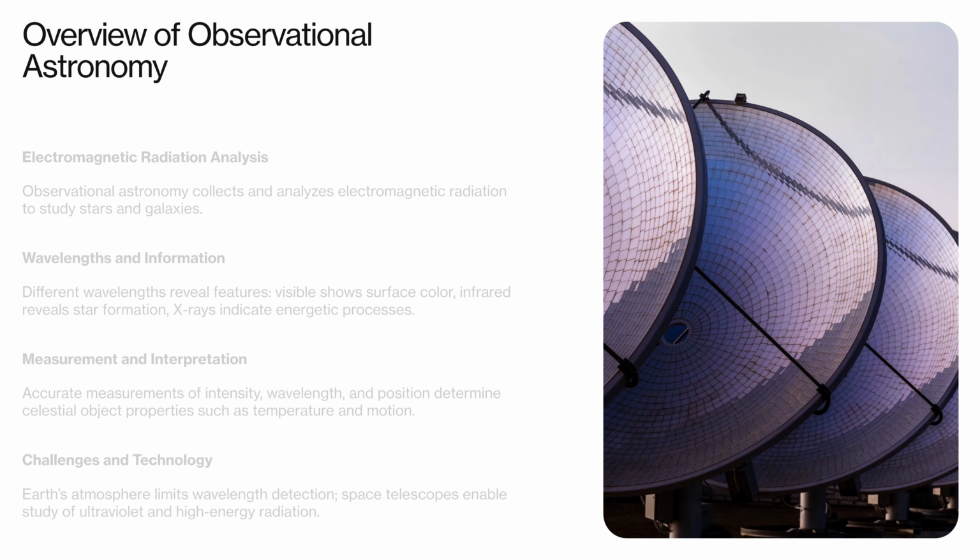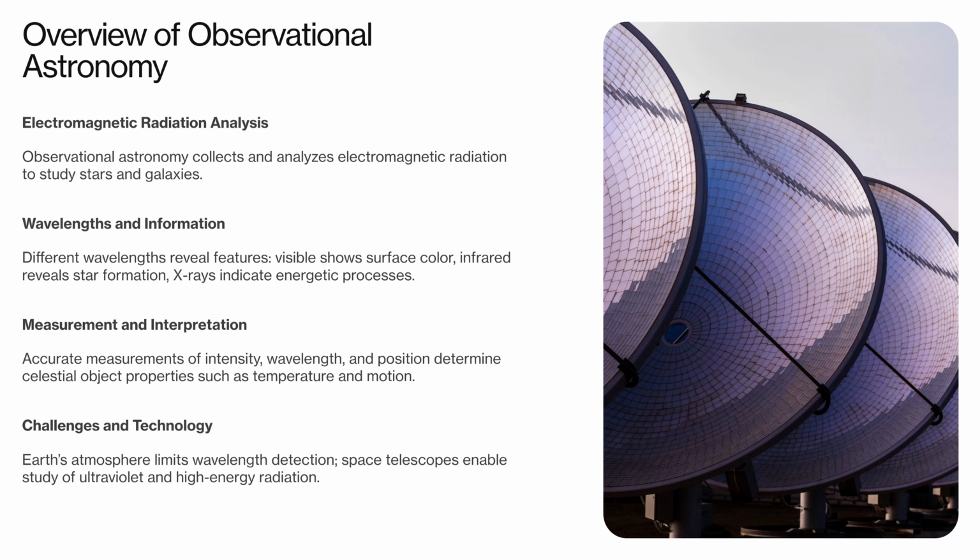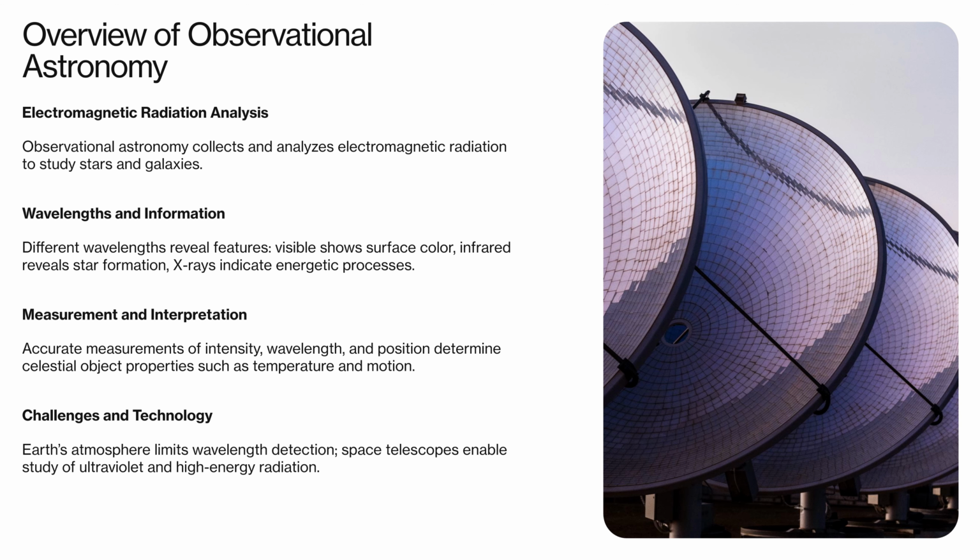Observational astronomy is the branch of astrophysics concerned with collecting and analyzing electromagnetic radiation from celestial objects. Because stars and galaxies are extremely distant, astronomers cannot experiment directly on them, so almost all knowledge comes from analyzing received radiation. The Earth's atmosphere only allows certain wavelengths, mainly visible light and radio waves, to reach the surface, which is why space-based telescopes are required for infrared, ultraviolet, X-ray, and gamma-ray astronomy.